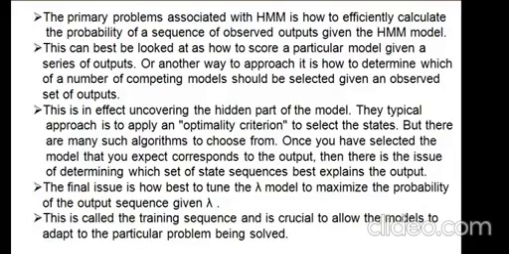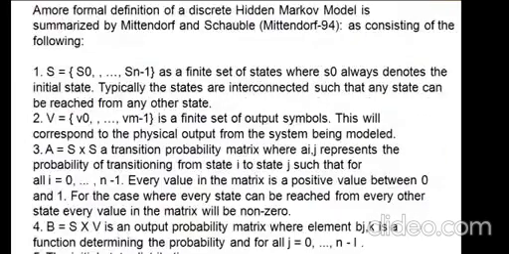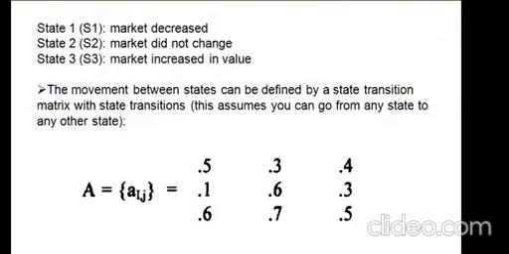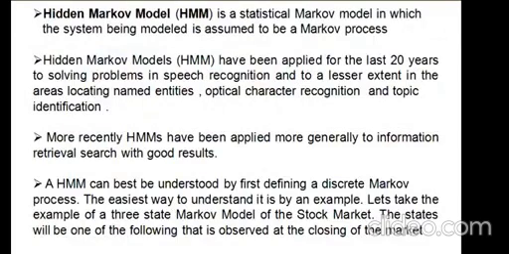Once again, coming to this one, listen to this definition: a hidden Markov model is a statistical Markov model in which the system being modeled is assumed. How is it assumed? By taking the previous result. This process is called a Markov process.